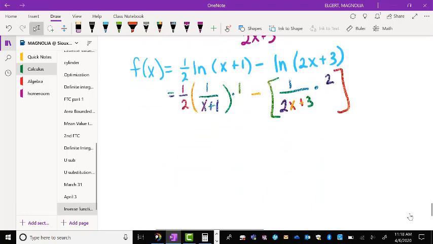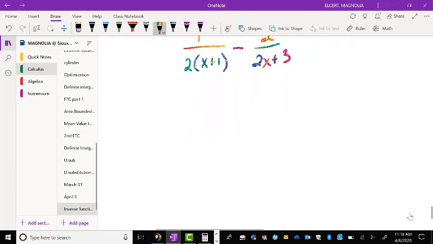So you could rewrite this as 1 over 2 times x plus 1, minus 2 over 2x plus 3. I'd probably leave it like that. If you were solving for something, like trying to find a critical point or something like that, you definitely could butterfly that if you wanted, but you don't have to.